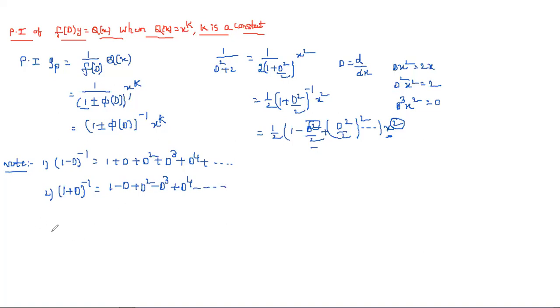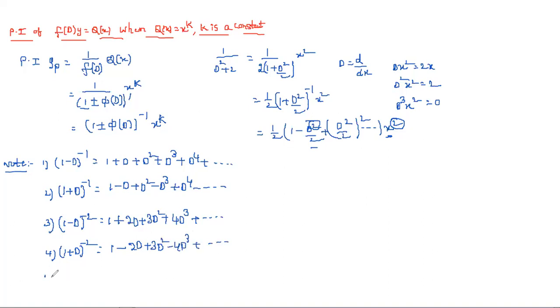And the third one: (1 minus D) whole power minus 2, that is nothing but 1 plus 2D plus 3D squared plus 4D cubed plus 5D power 4 plus, and so on. And the fourth one is (1 plus D) whole power minus 2. If we remember one thing, obviously you can get it: simply choose the opposite signs. 1 minus 2D plus 3D squared minus 4D cubed plus, and so on.